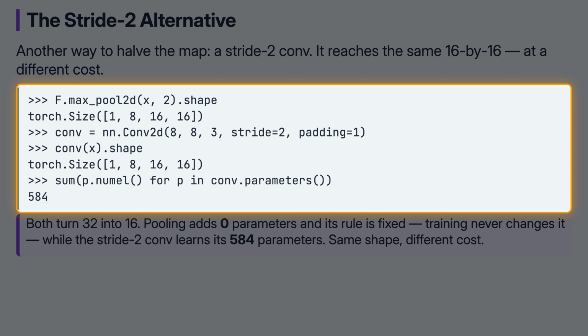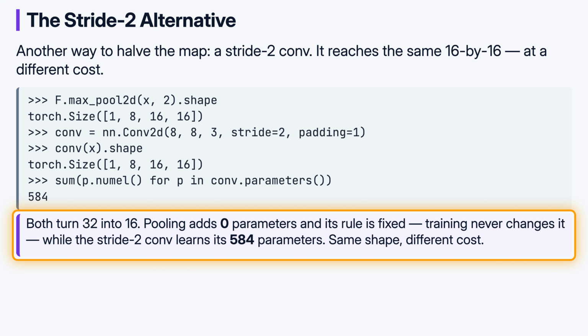Another way to halve the map is a stride-2 convolution. Max pool takes the input to 16 by 16. The stride-2 conv reaches the same 16 by 16 shape. But look at the cost. The conv has 584 parameters. Both turn 32 into 16. Pooling adds 0 parameters and its rule is fixed. Training never changes it. The stride-2 conv learns its 584 parameters. Same shape, different cost.